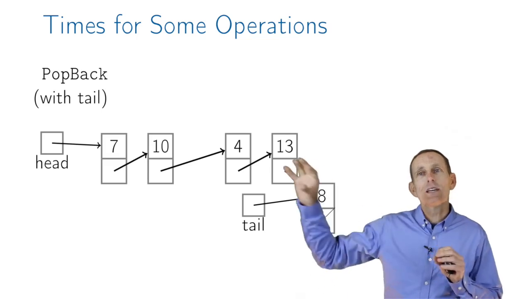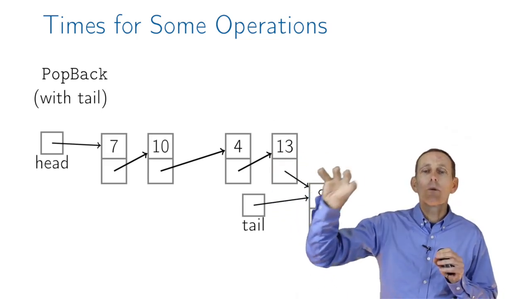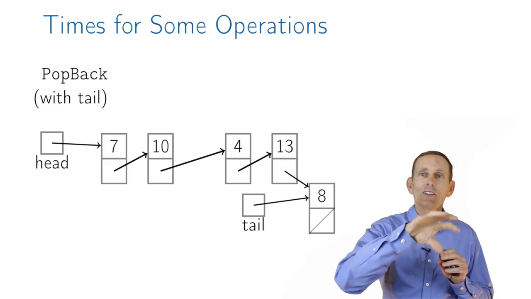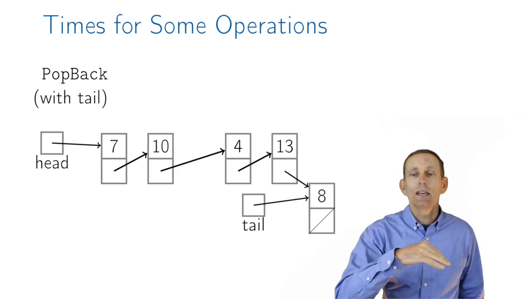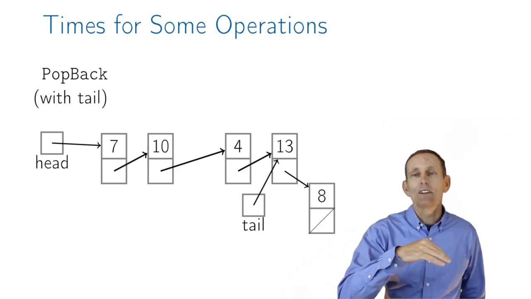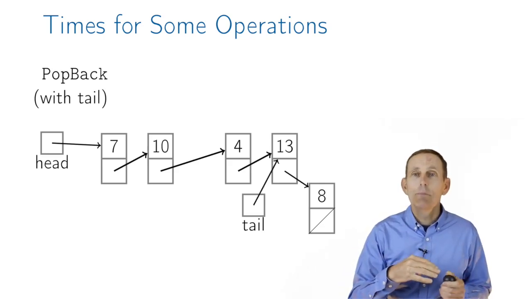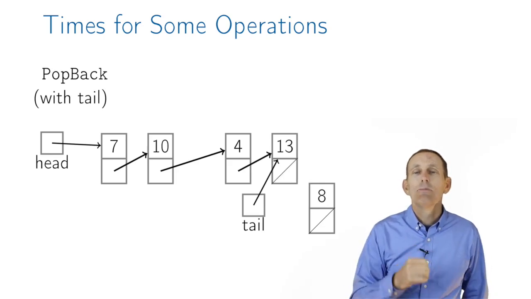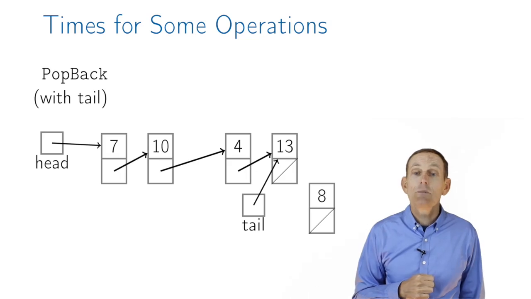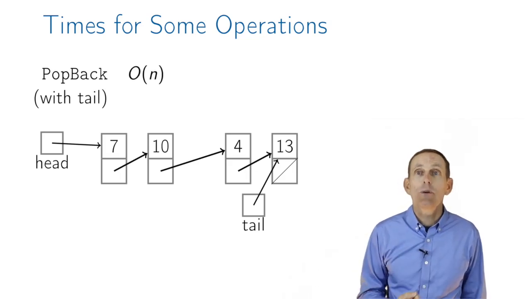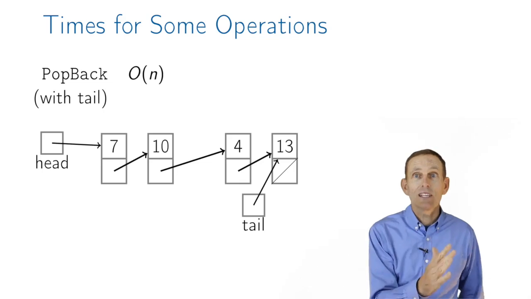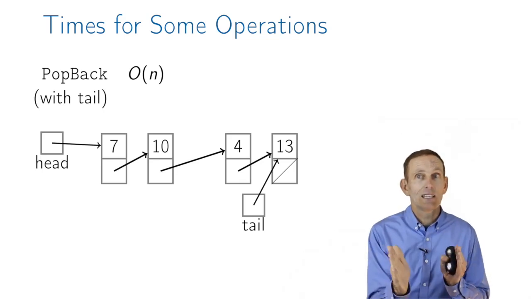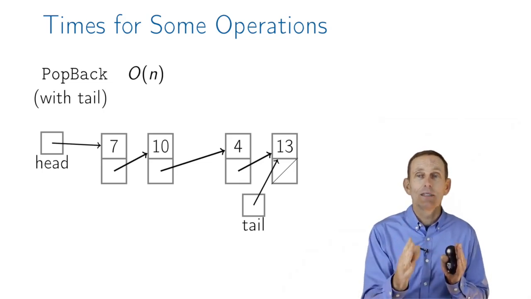So what we've got to do is, again, start at the head, walk our way down until we find the 13 node that then points to the current tail. And then update our tail pointer to point to that. And then update that next pointer to be nil. And then we can remove that old node. So that's going to be an order n operation, because we've got to walk all the way down there. Because even though we have the tail pointer, we don't have the next to the tail pointer. We don't have the next to last element.